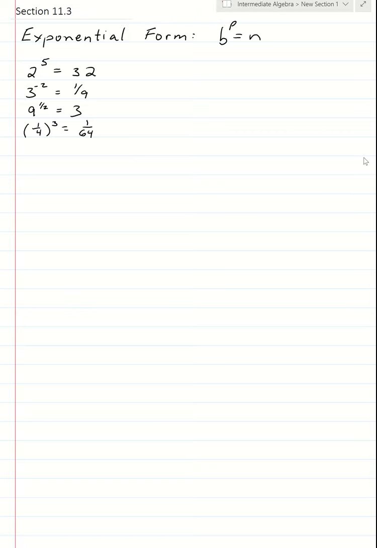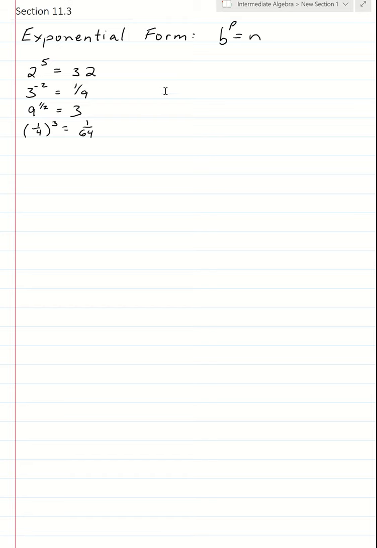Okay, for our next section, 11.3, we're going to be introducing a new type of function. It's called logarithmic functions. But before we can talk about what a logarithmic function is, we just need to review what we're going to need for logarithmic functions, and that's, of course, exponential form.